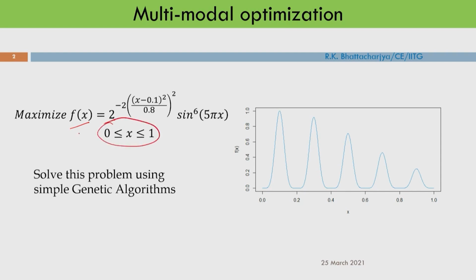Now if I plot this function, I have shown you the plot here and you can see there are several optimal points. If I maximize, I can say that this particular solution is the global solution and the others are basically local solutions. So, these are all local optimal solutions, and one of them, the best solution, is the global solution.